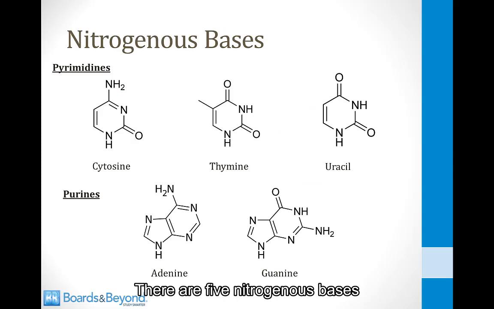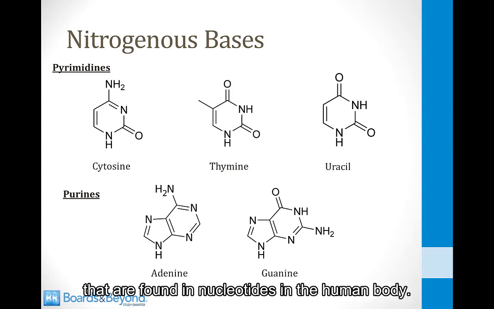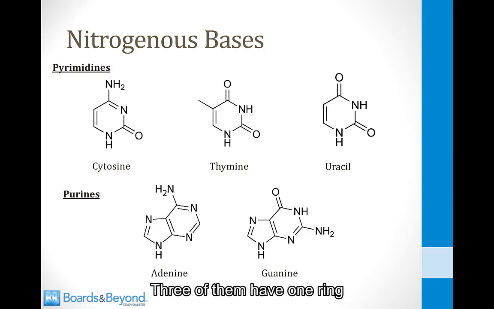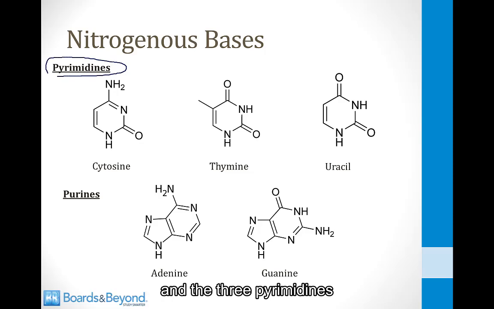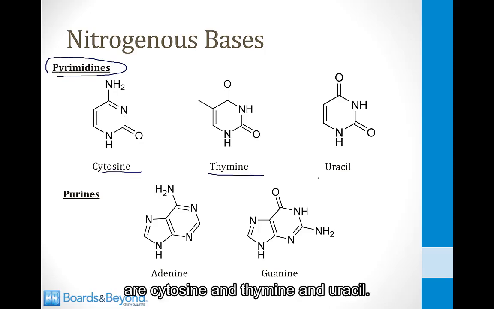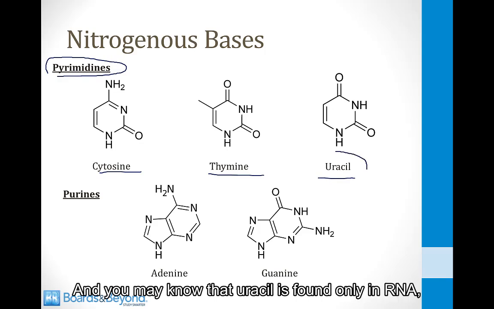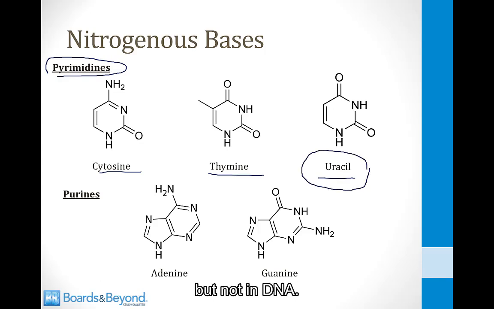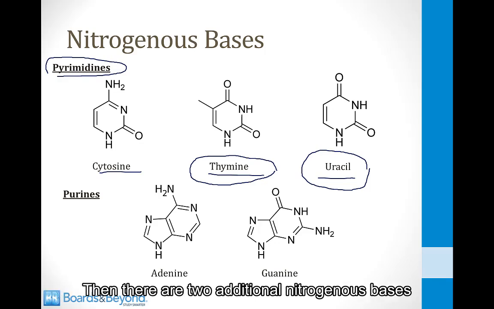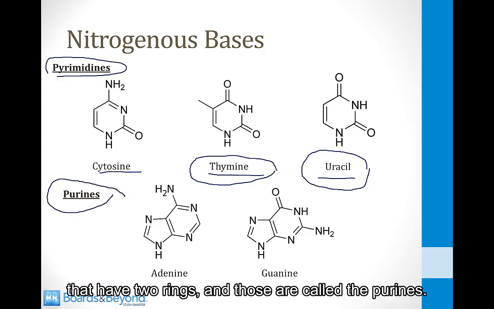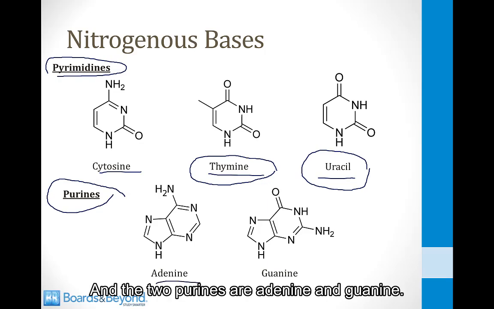There are 5 nitrogenous bases that are found in nucleotides in the human body. 3 of them have one ring, and those 3 with one ring are called pyrimidines. The 3 pyrimidines are cytosine, thymine, and uracil. You may know that uracil is found only in RNA but not in DNA. Thymine, on the other hand, is found in DNA but not in RNA. Then there are 2 additional nitrogenous bases that have 2 rings, and those are called the purines. The 2 purines are adenine and guanine.